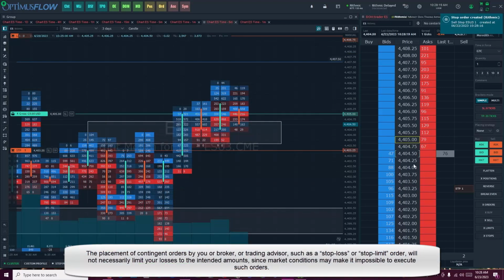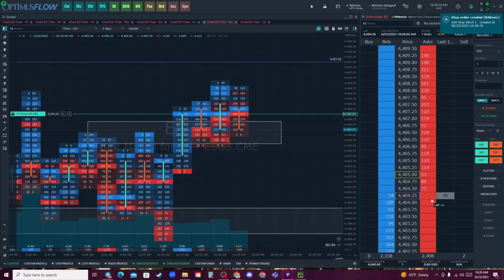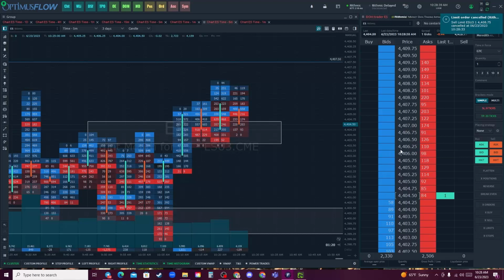Now the cool thing about this bracket mode is that when my stop gets hit or my take profit, it will cancel all the other orders that are tied to this specific trade. So let's just move our stop right here. So I got stopped and it removed the take profit. So now we are flat, and we can verify that with these here. I have 0 buy orders and I have 0 sell orders.